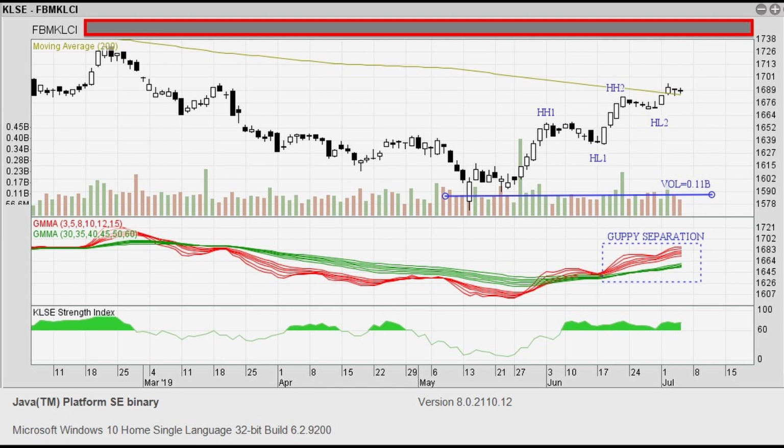If we take a look at even the third indicator, which is the KLSE strength indicator that is provided courtesy of ChartNexus, the charting package that I'm using, it is also depicting that the strength is now clearly in the green area. You can see that the green area is above now. So many good signs that the KLSE is now in a bull trend.